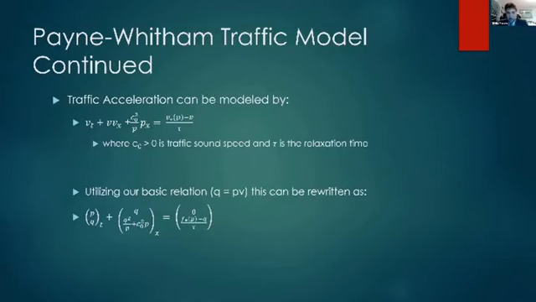So this was the equation I found for traffic acceleration that could be modeled using a non-equilibrium model. I wasn't able to do any of this, by the way; I read it. We can rewrite it as this system down here, where C naught is the traffic sound speed and tau is the relaxation time. The best example I can give you of relaxation time is when you're at work and you wait an extra 15 minutes for traffic to die down.